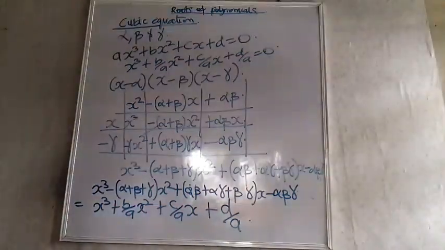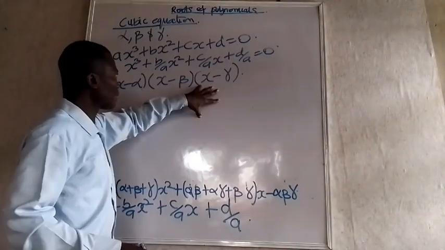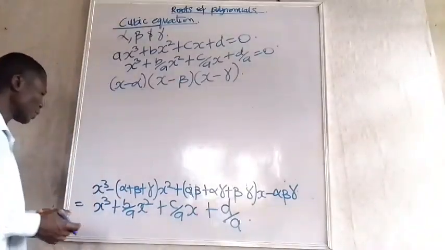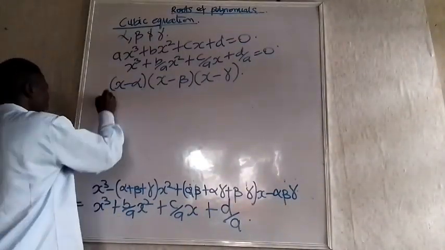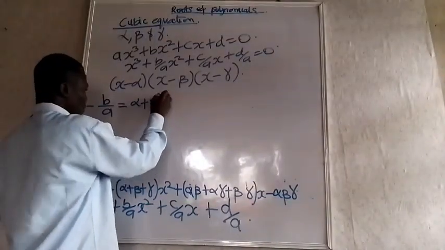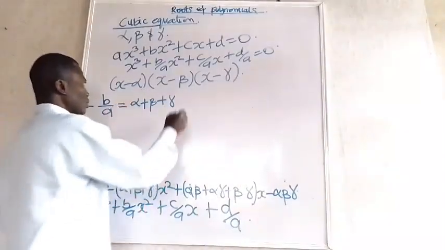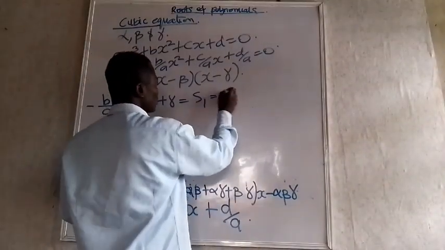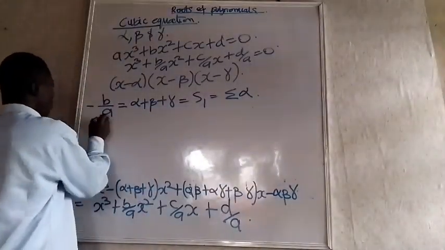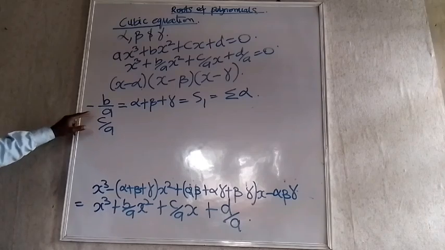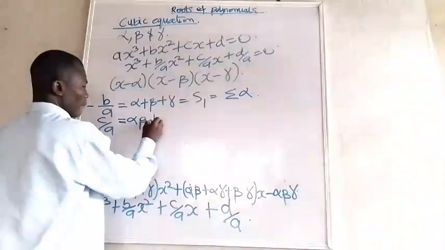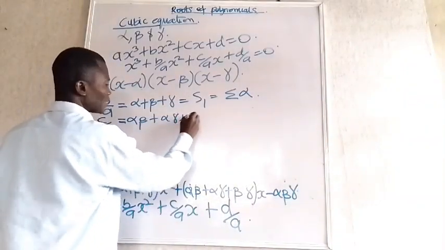Let's see what I mean. We have multiplied this, we have gotten this, and this one is the equation formed from the multiplication. Now, let us equate the coefficients. You can see that b over a here, so let's say minus b over a will be equal to alpha plus beta plus gamma. And from our notation, this one is going to be S1 or summation alpha. For this one now, we can see that c over a, please take note of the sign here, c over a is equal to alpha beta plus alpha gamma plus beta gamma.